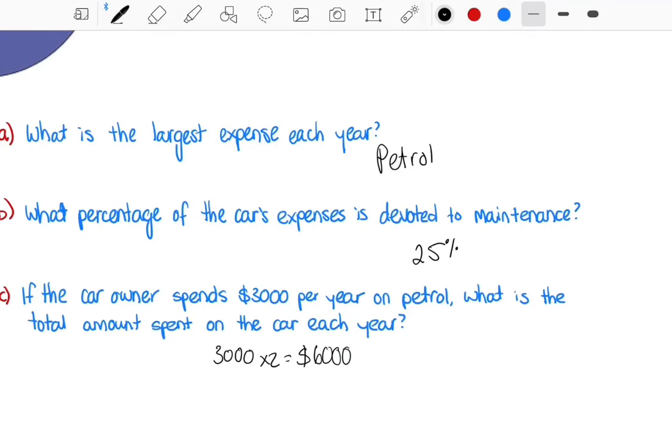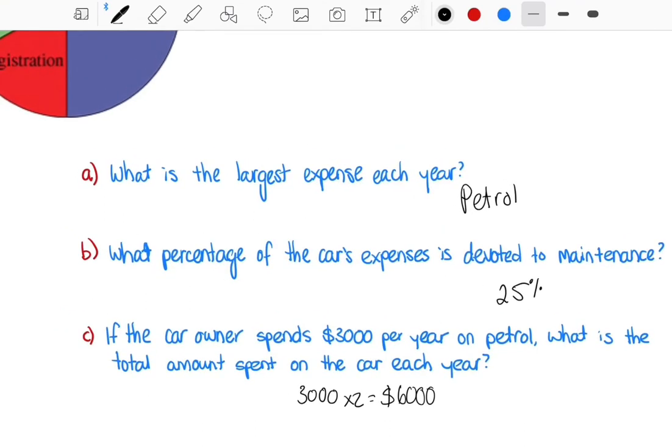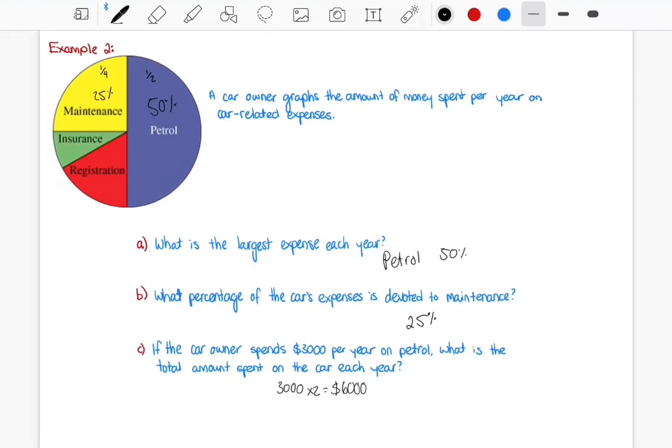Okay, and if it turned around and asked us how much we would spend on maintenance, we would just go divided by 4 to find out what this would be. Alright, so we just look and we go, how can we get it up to 100%? So if petrol is 50%, how do we get it up to 100%? We double it. And that's what we've done here. And that is example 2.